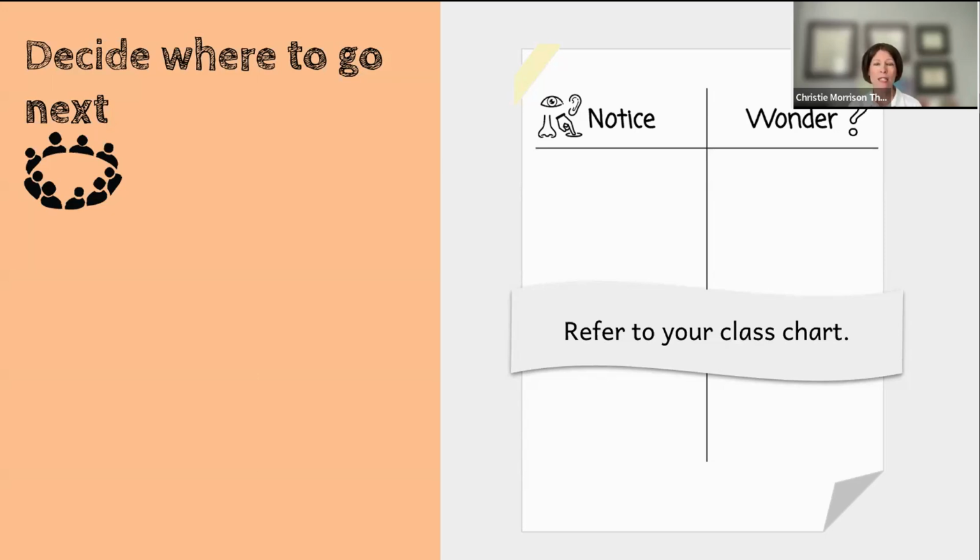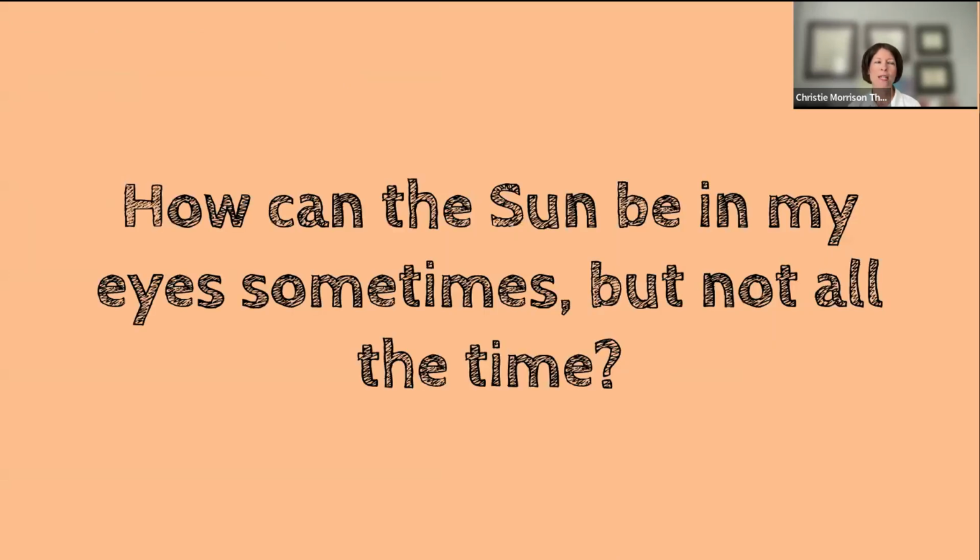Through discussion, we decide which of our questions to address first. We decide to pursue questions about the sun first, co-constructing this lesson set question. How can the sun be in my eyes sometimes, but not all the time? This question will drive our work in lessons 1 through 5.